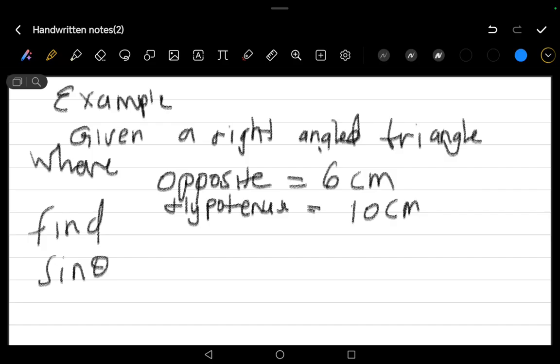Yes, I'm giving you 2 minutes to do this example. We are given a right angle triangle where opposite is 6 centimeter, hypotenuse is 10 centimeter, and I want you guys to find sine theta.